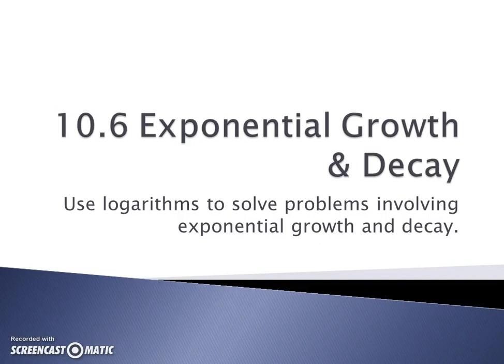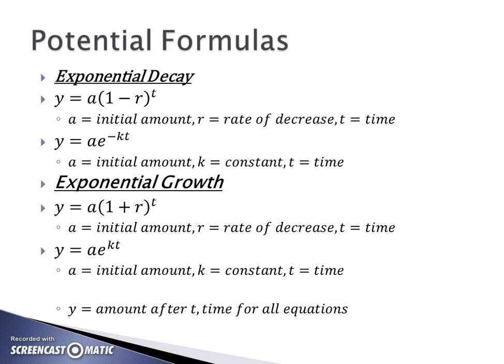Welcome to 10.6 Exponential Growth and Decay. So first, a couple of potential formulas. We have for exponential decay, y equals a times the quantity 1 minus r to the t, where a is initial amount, r is rate of decrease, t is time. We have y equals a times e to the negative kt, where k is a constant.